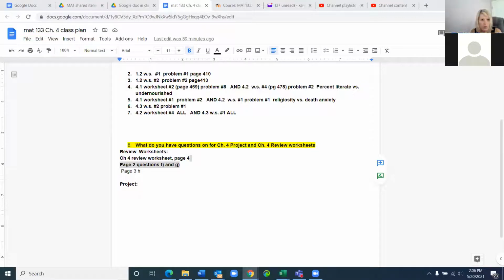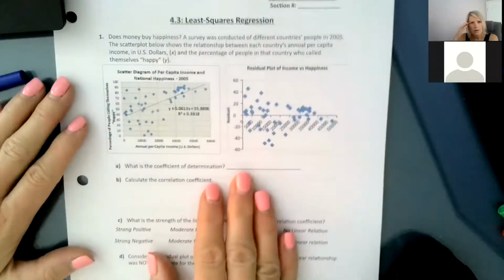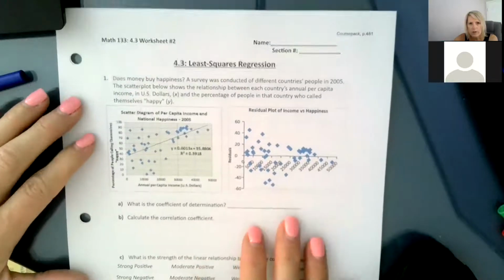And okay. And that's on page 481. I have to Google that here. Okay. So let's go back to that.